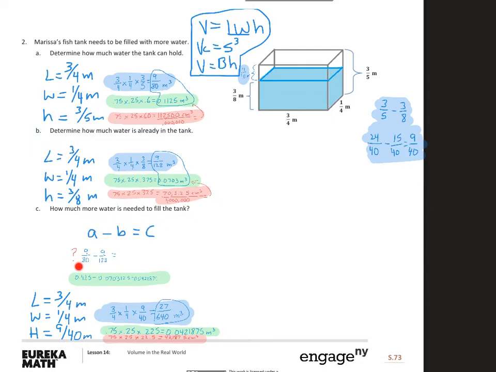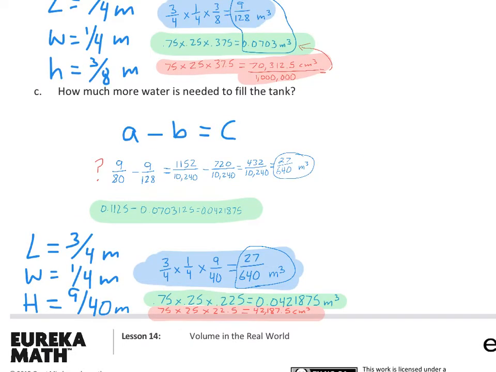I found that out. 9/80ths minus 9/128ths. We have to find a common denominator before we can subtract, and that's going to be a very big number. It's definitely doable, but it would look something like this. Multiplying these two gives us our like denominators, and then I multiply 9 by 128 to get 1,152, and 9 by 80 to get 720.